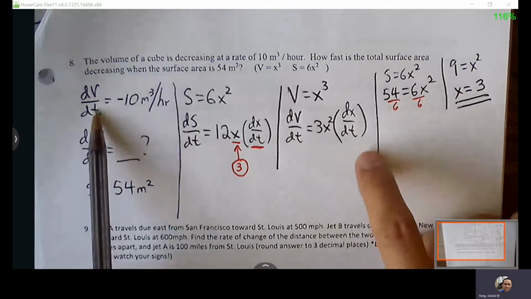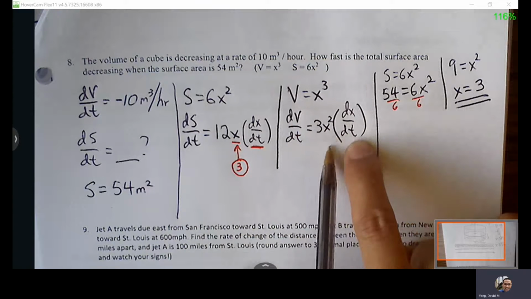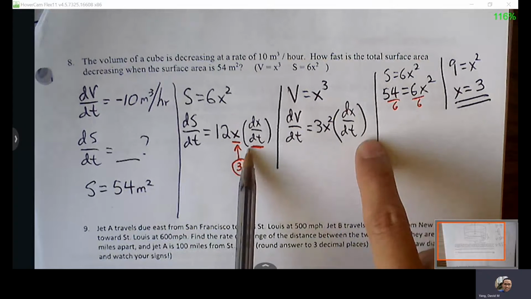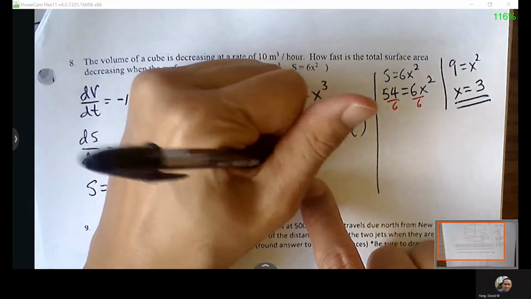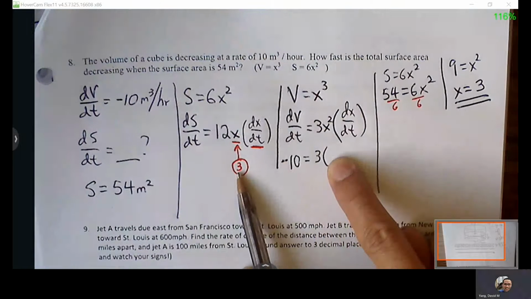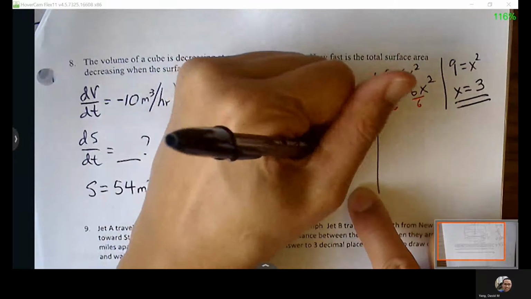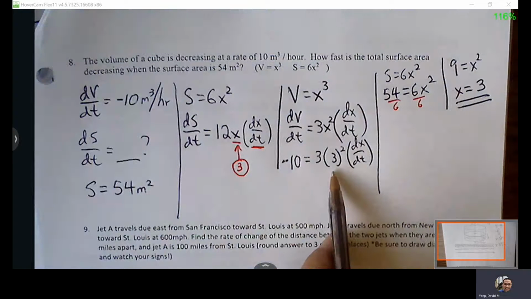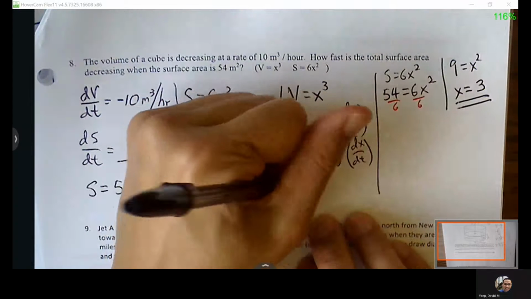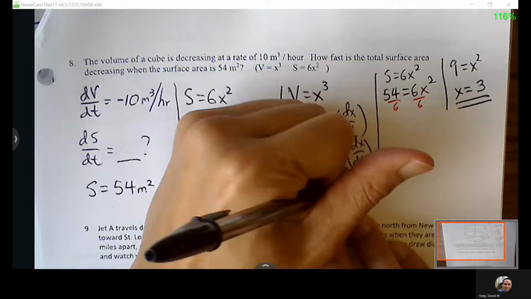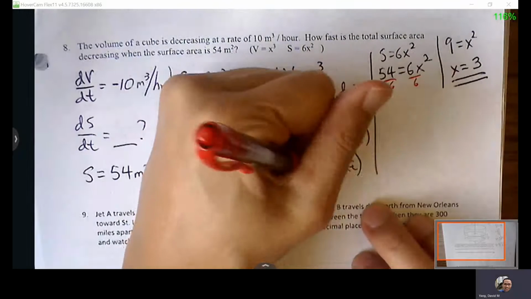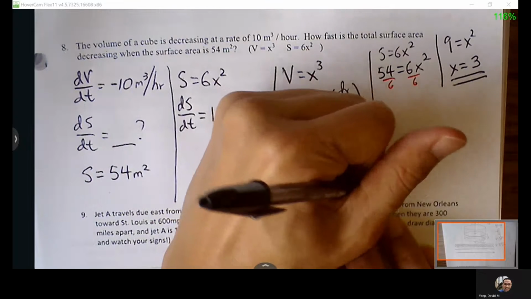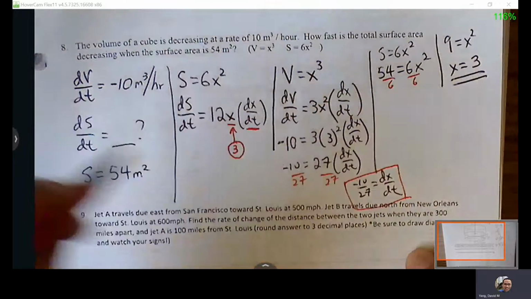Like what Chloe said, we can involve that dV/dt. We have our dV/dt equation. Insert 3 in for x. Insert negative 10 in for dV/dt. Find this missing variable, and if we're there, then we're in the clear. Okay. Okay, 3 times 9 is 27. Divide both sides by 27. Okay, so that's another piece that we need.